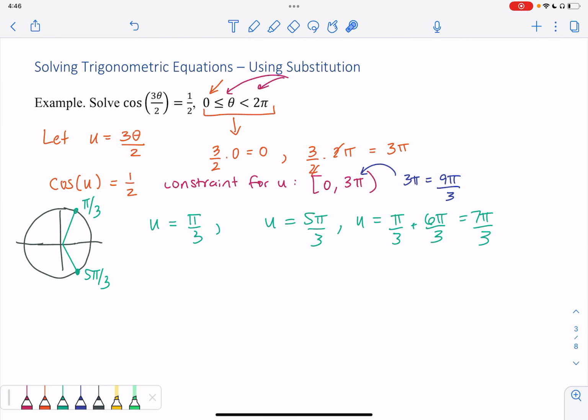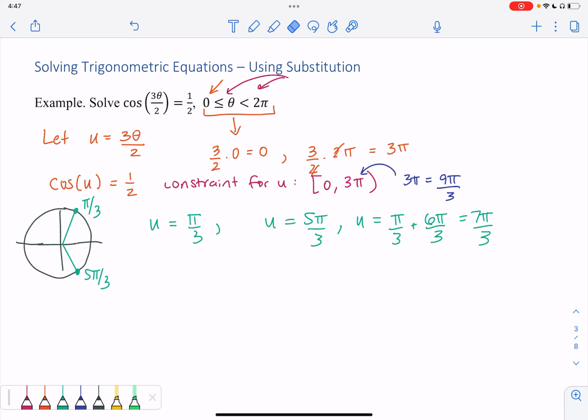Okay, great. Let's try it for u is 5 pi over 3. Let's add a full rotation to this one. Here I would get 11 pi over 3. This is too big, because 9 pi over 3 is the max. So I've actually just found 3 solutions here, and I can erase that part, and I found the 3 that will work.